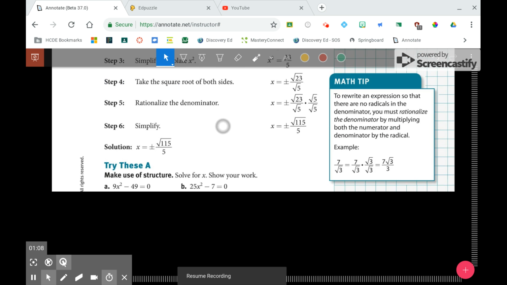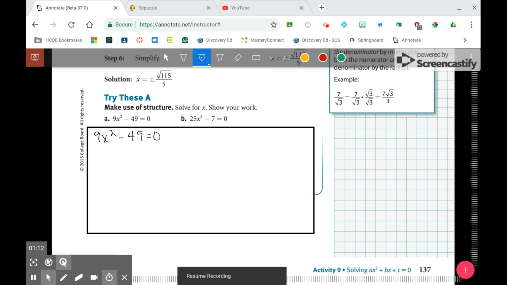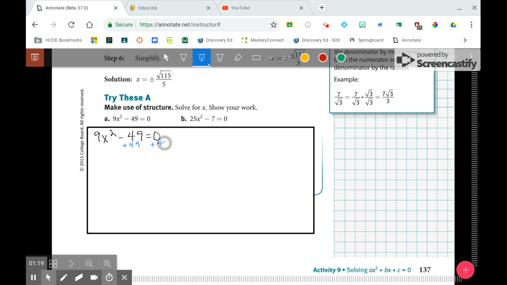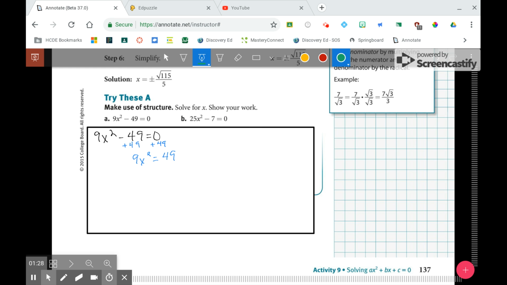So let's try one. First, let's move over that constant, that negative 49. To do that, we will add 49 to both sides. So now we have 9x squared equals 49. Again, we're trying to get x by itself. This whole thing is about solving for x. So we'll divide both sides by that number in front, the coefficient of 9. So we have x squared equals 49 over 9.